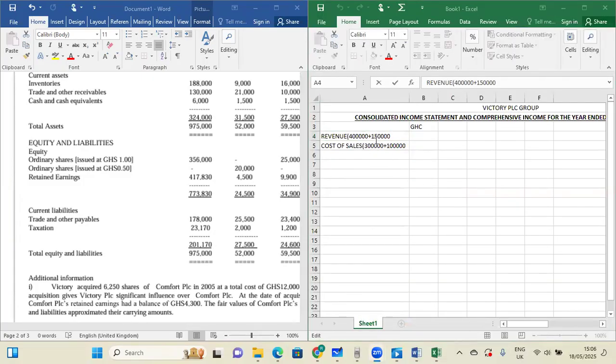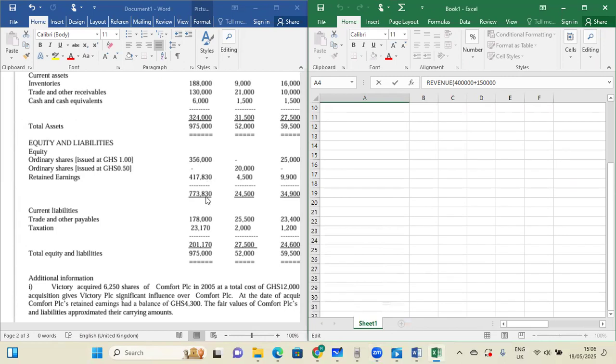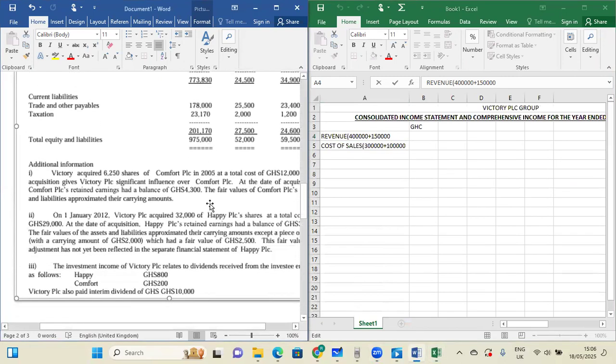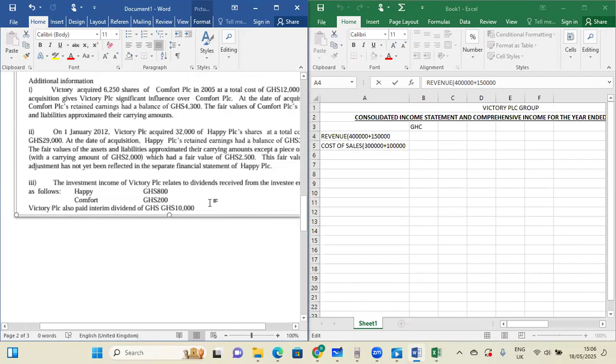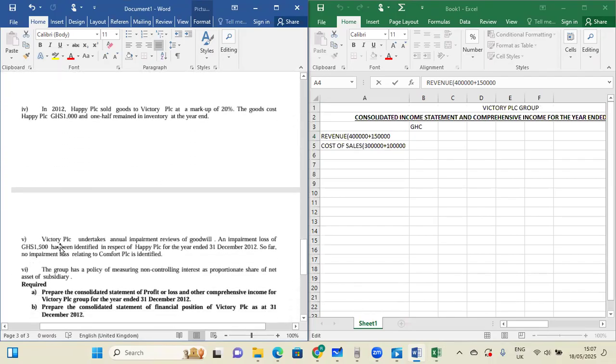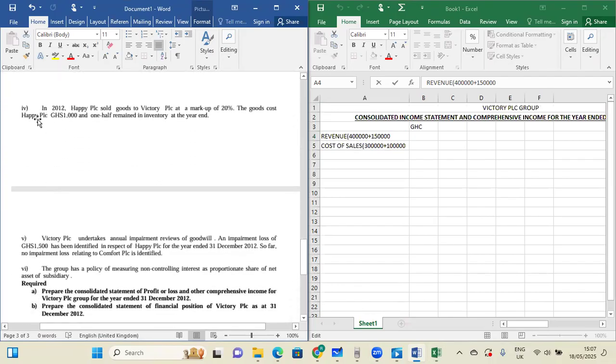Right. So now, because there was an intra-group sale between the parent and the subsidiary, in 2012, Happy PLC sold goods to Victory PLC at a markup of 20%. And the cost of the goods was 1,000. Right? So what are we going to do? We are just going to get the actual sales value and then subtract it here.